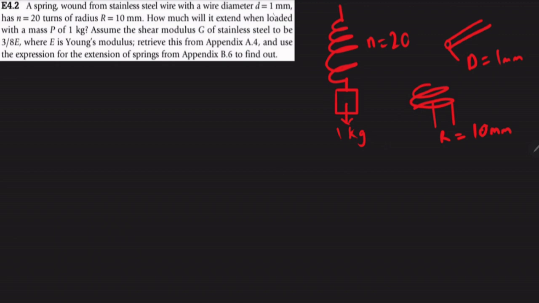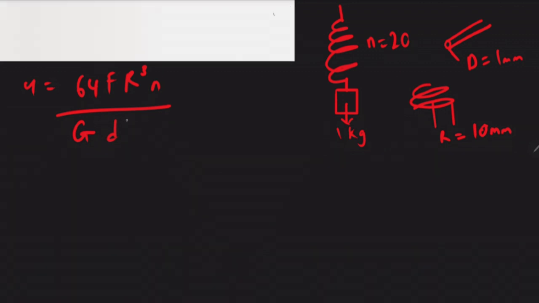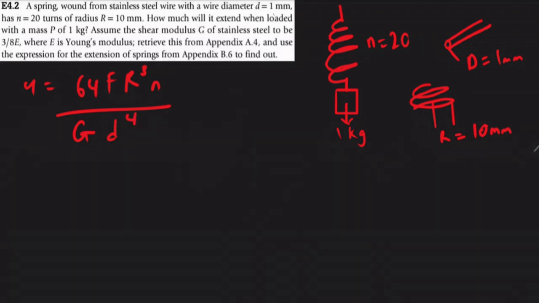the extension of this spring, right? So the formula for the extension of this spring is given by U, which is equal to 64 F R raised to the power 3 N, divided by G D raised to the power 4. So F is the force acting on this spring, which is based on the load. R is the radius of each coil. N is the number of turns. G is the shear modulus of the spring, which is related to the Young's modulus. And D is the diameter of the wire.